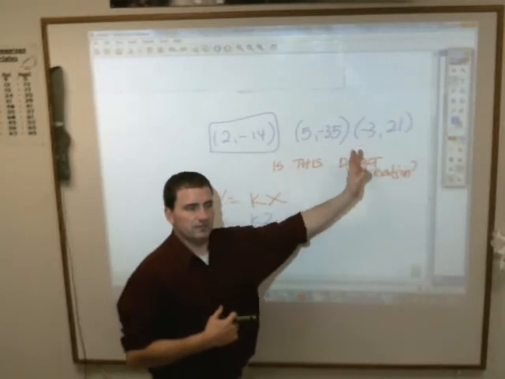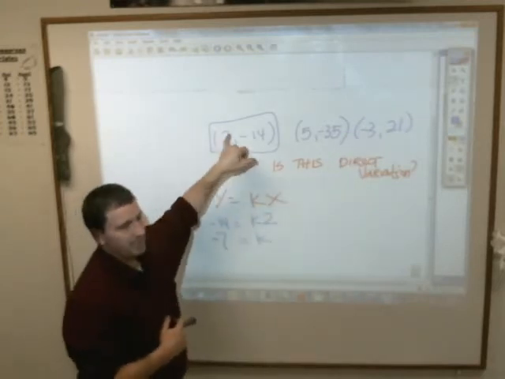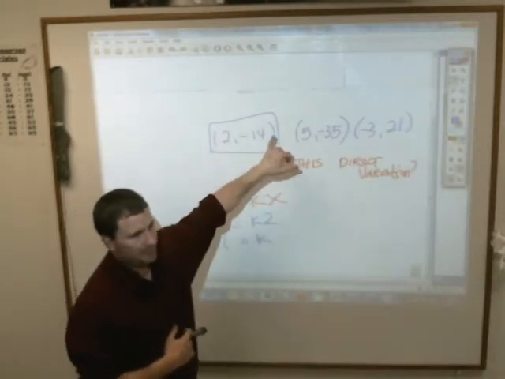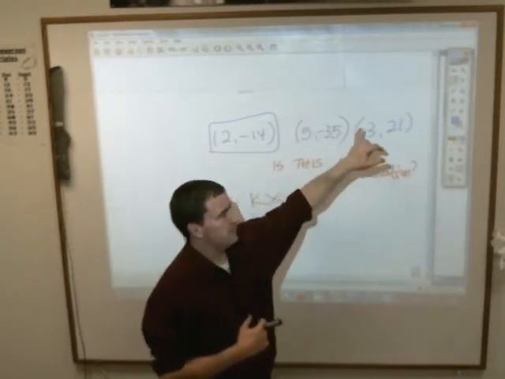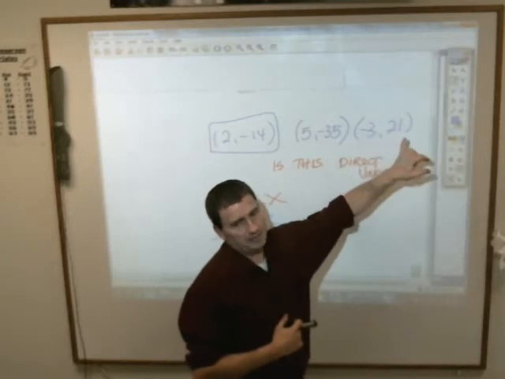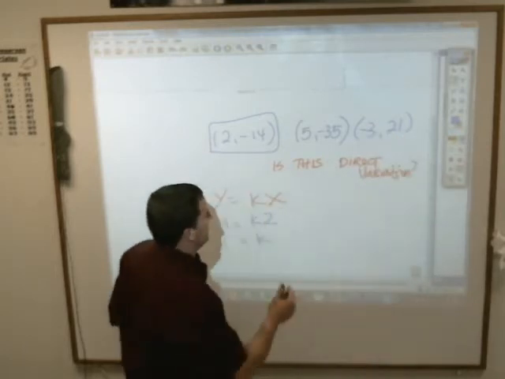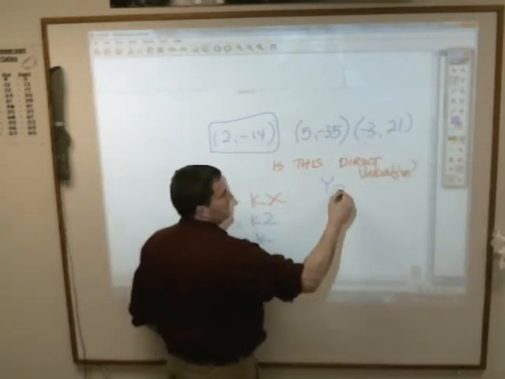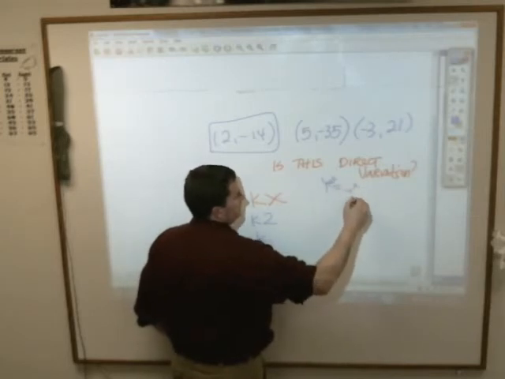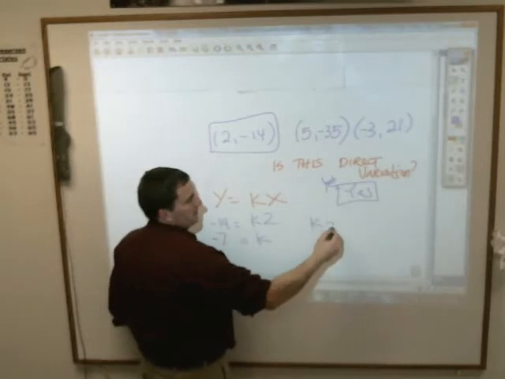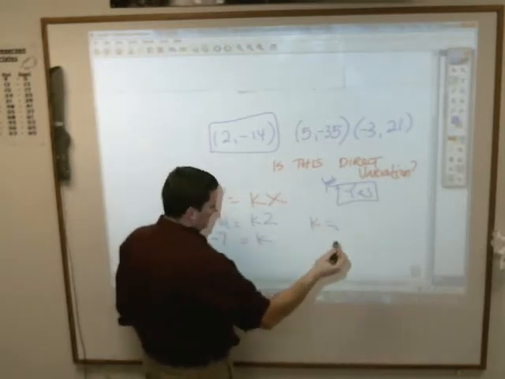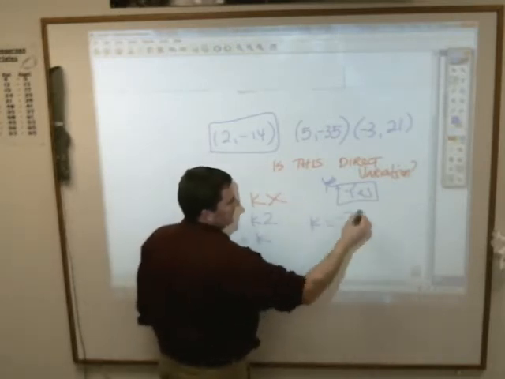Or just say to yourself, if I multiply 2 times negative 7, do I get the same thing here? If I multiply 5 by negative 7, do I get this? If I multiply negative 3 by negative 7, do I get that? Yes. So yes, it is direct variation, and the constant of proportionality, or direct variation, is negative 7.